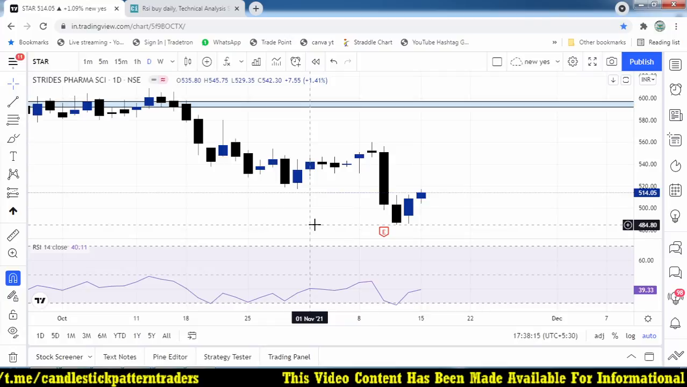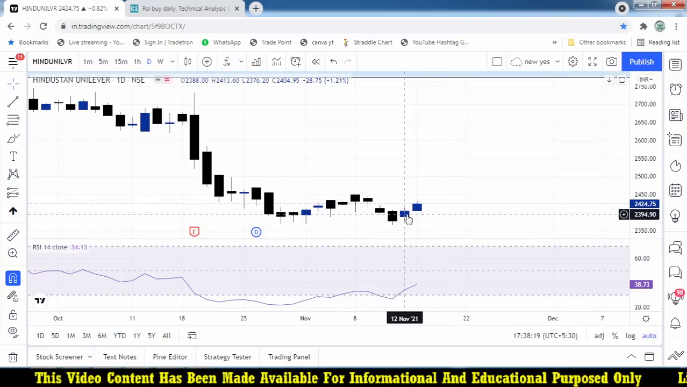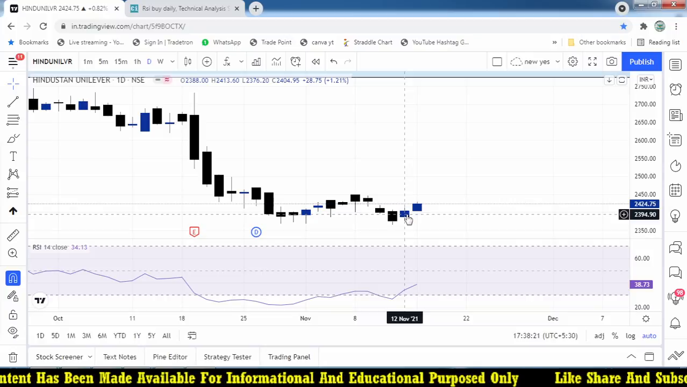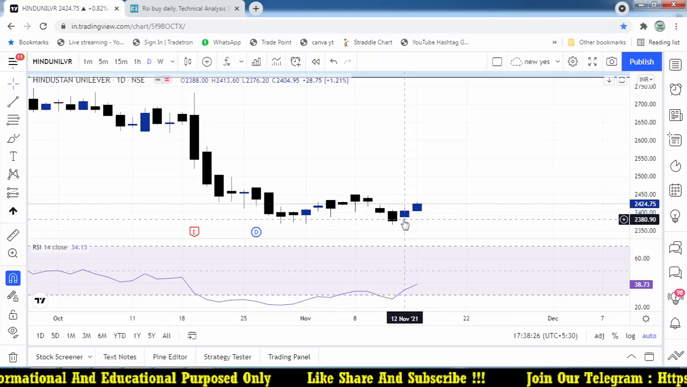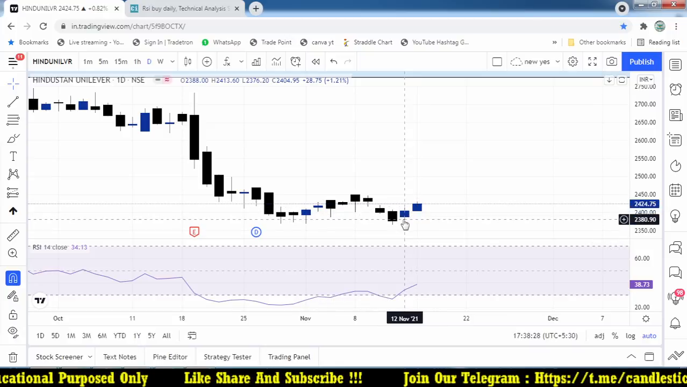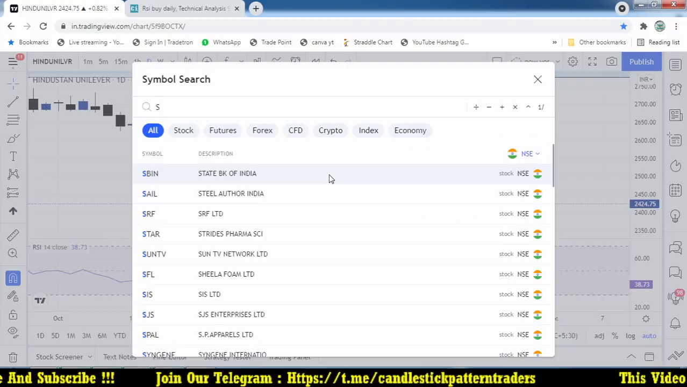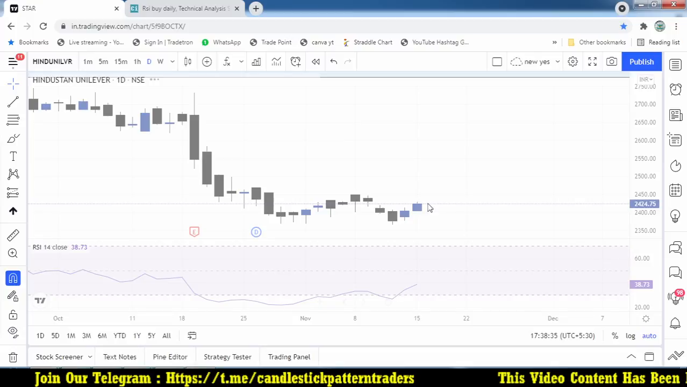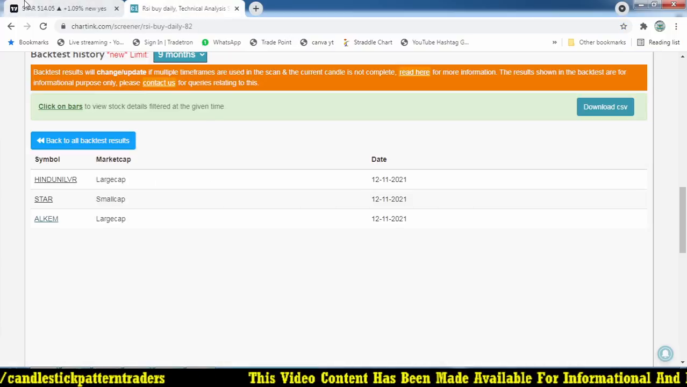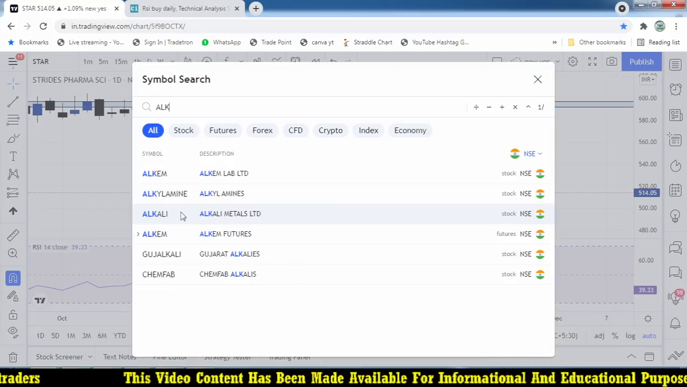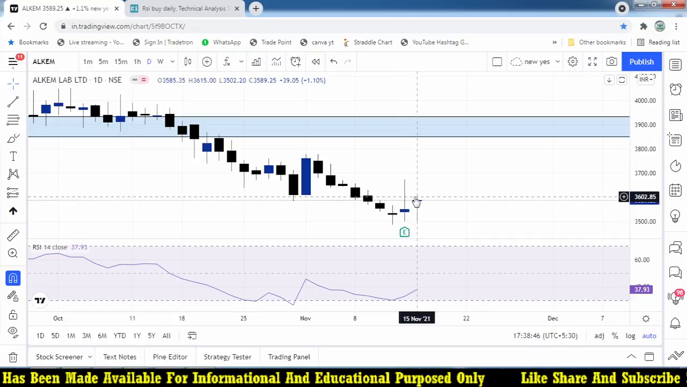And finally Hindustan Unilever. What happened in Hindustan Unilever? Let's see, there's a small movement from 2388 to 2413, and that reversal may continue. Can you see that yesterday it was 2388, now it is 2430. It is slightly moving higher, and Star also is moving higher. Compared to the previous day it has a higher value. And Alkem is also working good, and compared to the previous close it moved well today.